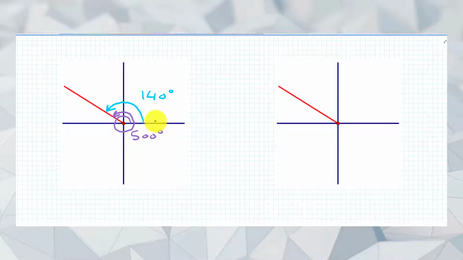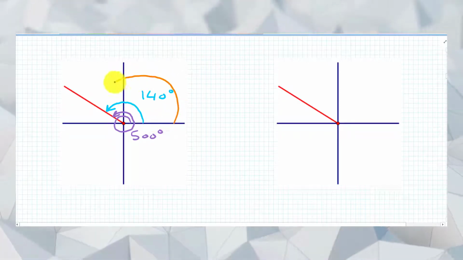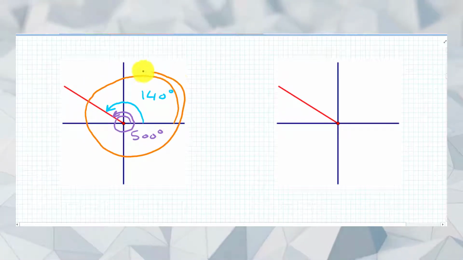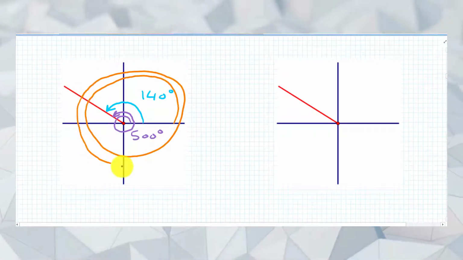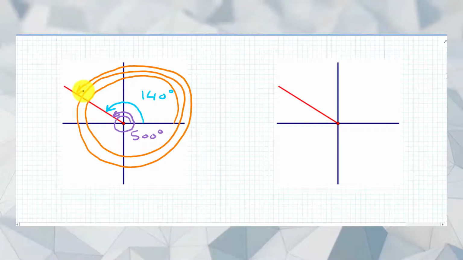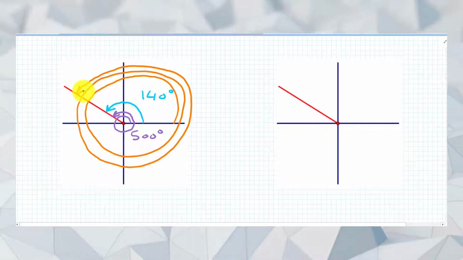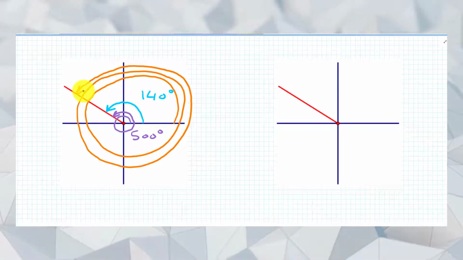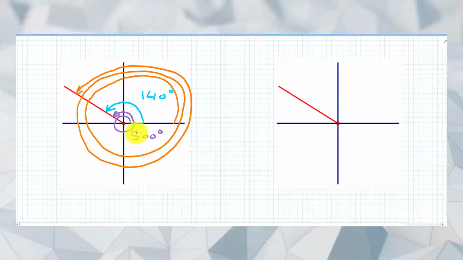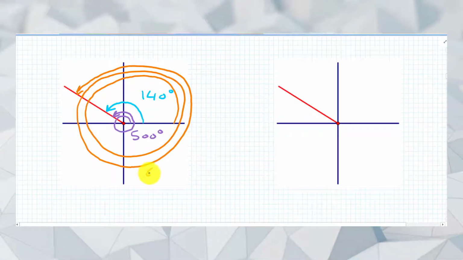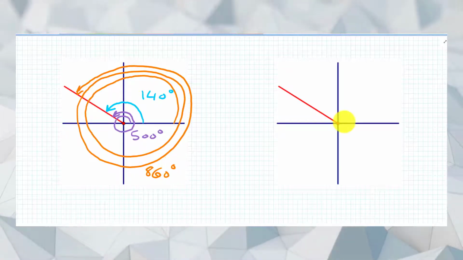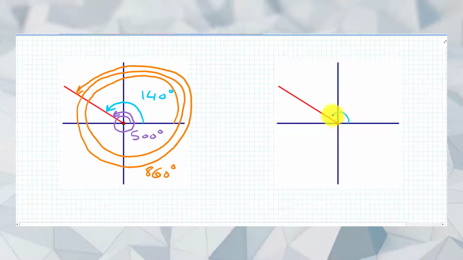Now, of course, I could have added one more revolution, right? Here's the first time I meet my terminal side. I turn one more time, and because I want to, I turn another time. So this time I've added two revolutions counterclockwise, so in the positive direction. And so the measure of this angle is 500 plus another revolution, plus 360, which is 860 degrees.